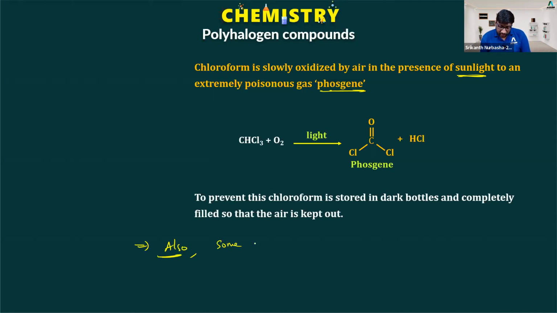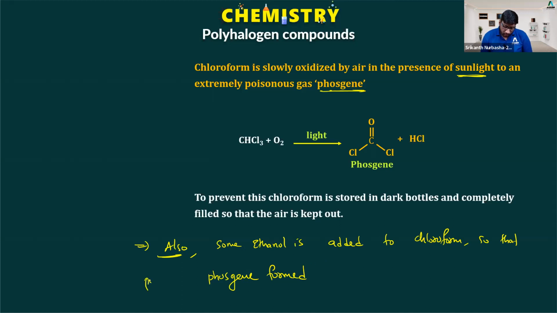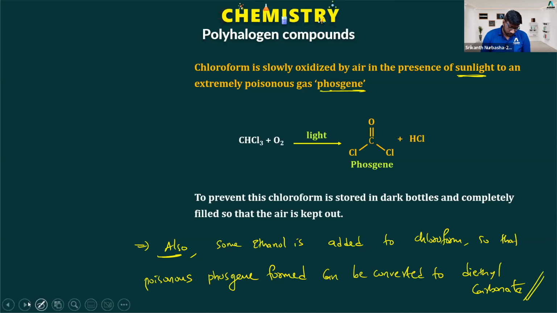Also, some ethanol is added to chloroform so that the poisonous phosgene formed can be converted to diethyl carbonate. How does that reaction happen?